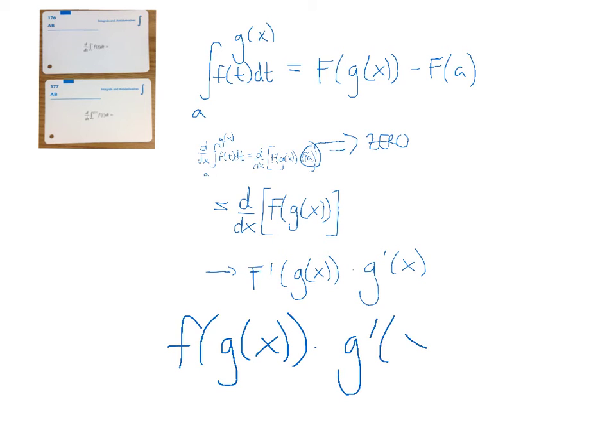So my answer is going to be little f of g of x times g prime of x. And you can see how the chain rule shows up in the process of evaluating this, the derivative of an antiderivative, because it is a composition. The integral itself is a composition.